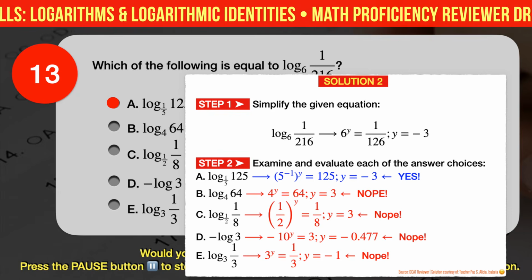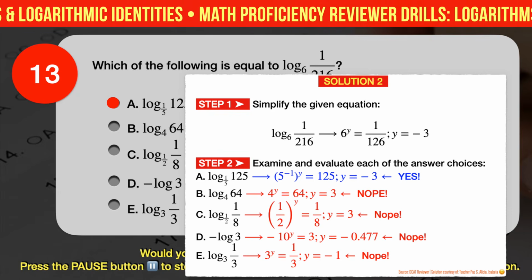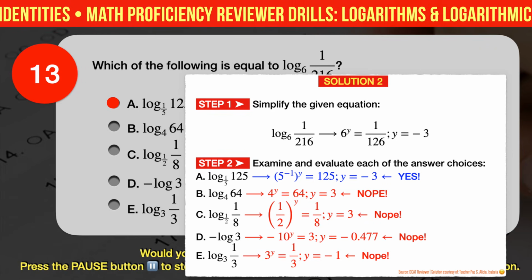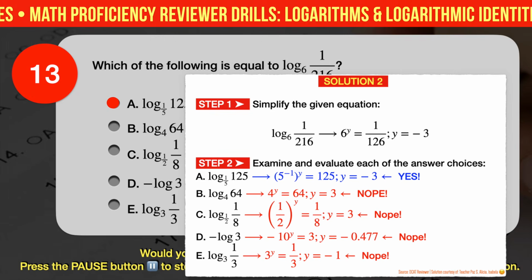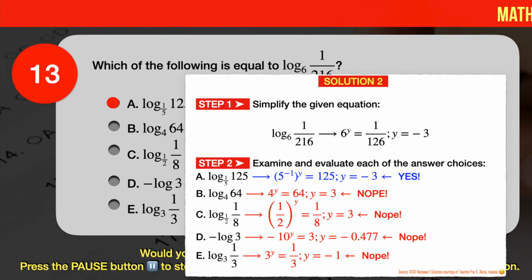to the given equation. For choice B, we convert logarithm base 4 of 64 into 4 raised to y equals 64. This should straightforwardly give us the value of y to be 3, not minus 3. For choice C, we convert logarithm base 1/2 of 1/8 into 1/2 raised to y equals 1/8. This should give us the value of y to be 3, not minus 3.